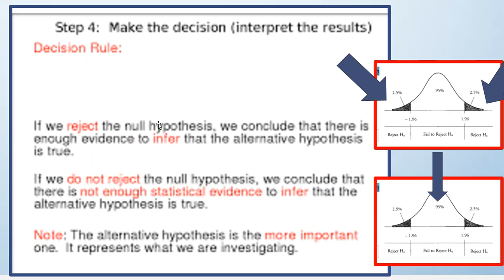All right, so if we reject the null, here's a picture to think about. Look at the area in these dark tails here. We're concluding that we do have enough evidence from our sample to infer that the alternative hypothesis is true. If we don't reject the null, that's because we get a value somewhere here in the middle, and it's not statistically significant enough to infer that our alternative hypothesis is true.